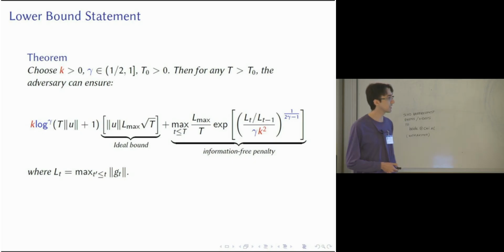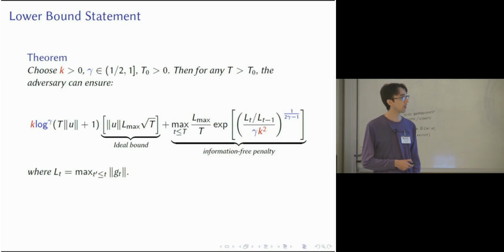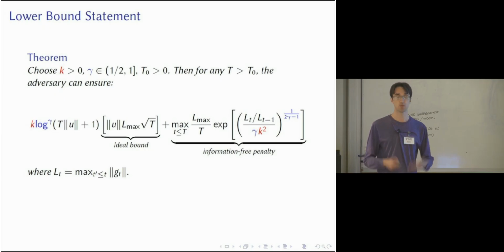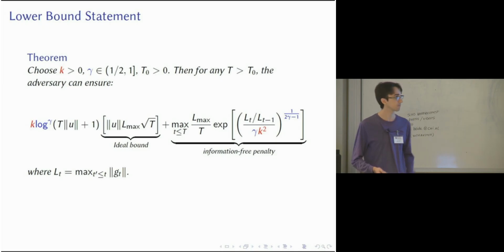So I defined L_t to be the maximum gradient that the algorithm has seen at time t. So the ratio L_t over L_{t-1} is really quantifying the rate at which the gradients are growing over time, which, as you recall from that adversarial sequence, is actually pretty high in that case.